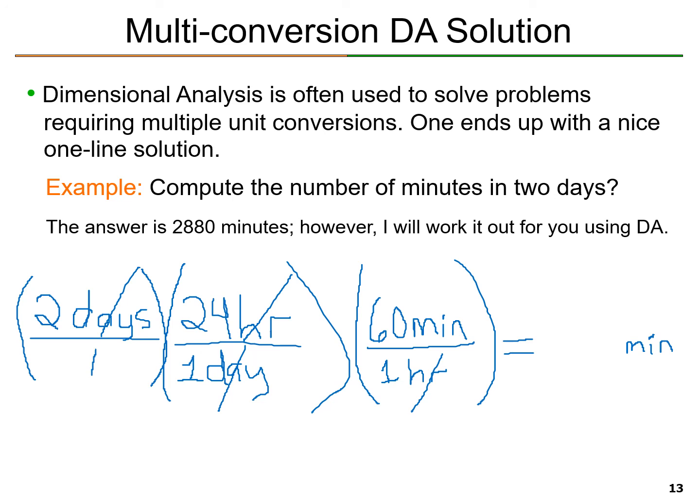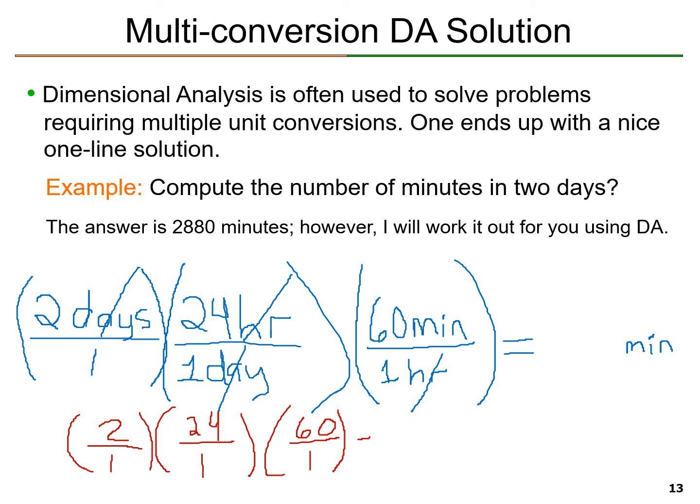Now let's forget about the number part of the answer, and let's forget about the units part of the answer and go to step 2, which is finding the number part. So this fraction here, we're going to write it down without the units. That's simply 2 divided by 1, and this fraction here is 24 divided by 1. And this fraction is 60 divided by 1.